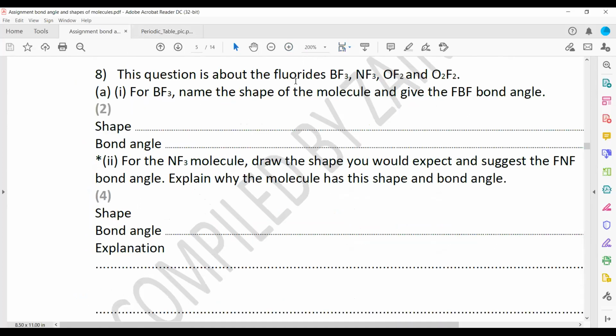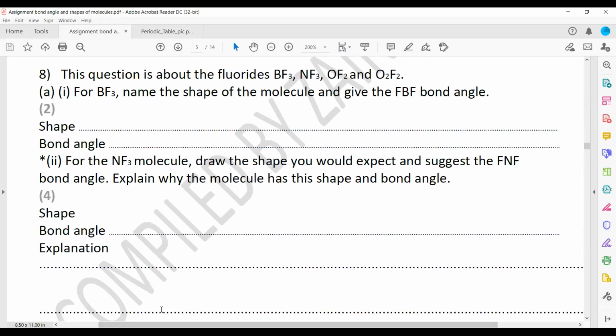Then question 8, this question is about the fluorides. BF3 is there, NF3 is there, OF2 is there and O2F2 is there. For BF3, name the shape of the molecule and give the bond angle of FBF.